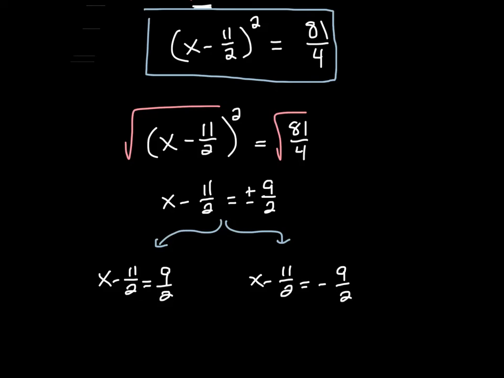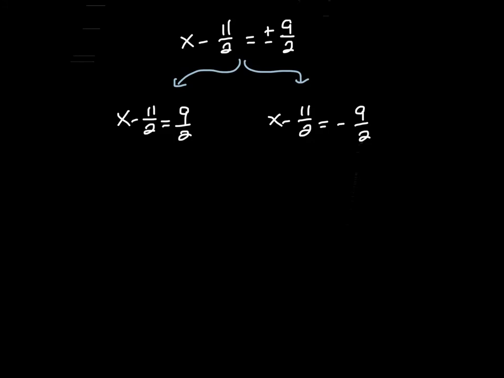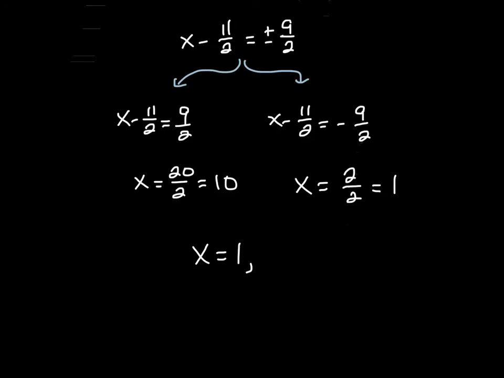And I solve those by just adding 11 halves to both sides of the equations. So on this left-hand side, I'm going to add 11 halves to both sides, and I get x equals 20 halves, which reduces down to 10. And on the right-hand side, when I add 11 halves to both sides, I get x equals 2 halves, or 1. So my two solutions are x equals 1 and x equals 10.